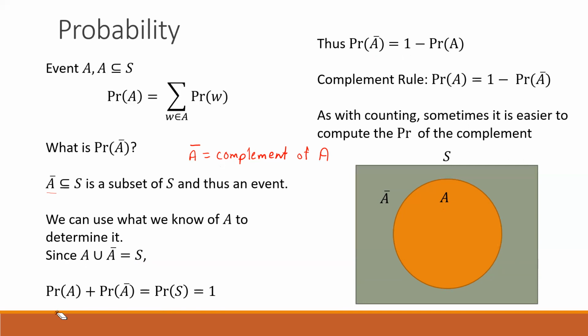All right, is that part? And I guess this is called the complement rule of probability. As with counting, it's sometimes easier to compute the probability of the complement of a set rather than the set itself, where the set is an event. All right, questions?